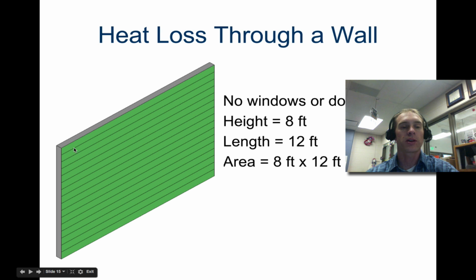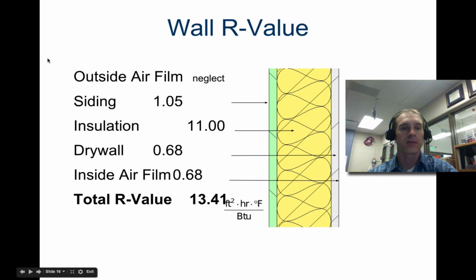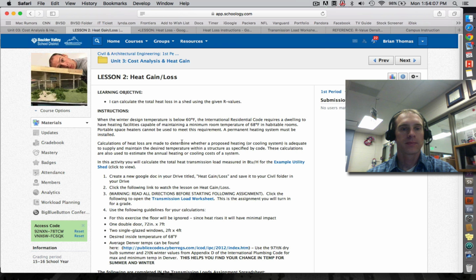And this is actually what you're going to need to do in your assignment, is calculate total heat loss and heat gain through a wall. So this wall has no doors or windows. It's 8 foot by 12 feet, so the area is 96 square feet. The wall R value is given right here, all these specific values. So I'm going to show you where you're going to find those in your assignment.